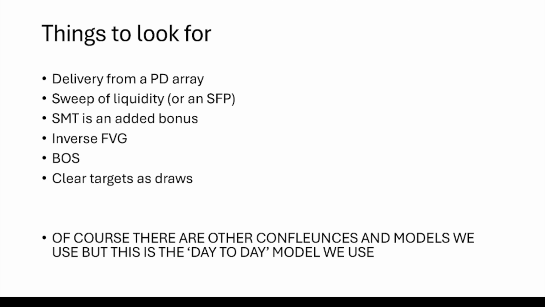So we like to see price tag and deliver from a PD array, a sweep of liquidity or an SFP, which could be the liquidity sweep, failure to displace above or below the high or the low. An SMT, of course, is an added bonus or added confluence in our direction. An inverse fair value gap to signal the reversal with a break of structure. And clear targets as draws on liquidity, whether that be previous day high or low, previous session high or low, LRO or trendline liquidity that hasn't been tagged yet. And essentially, this is what we look for when we open the chart looking for a simple trade.